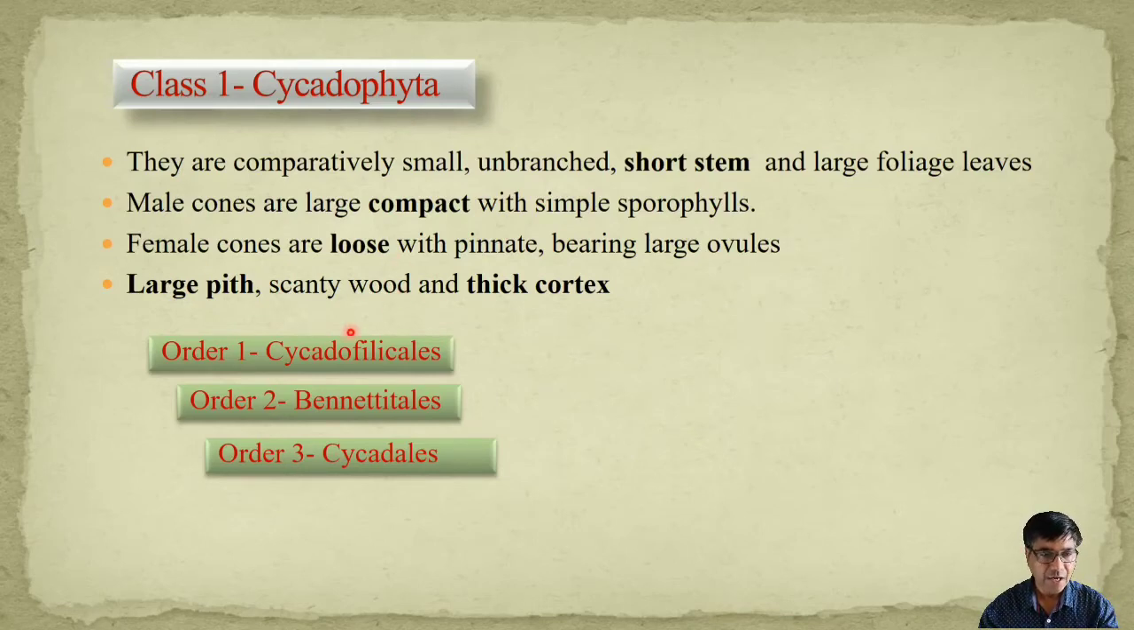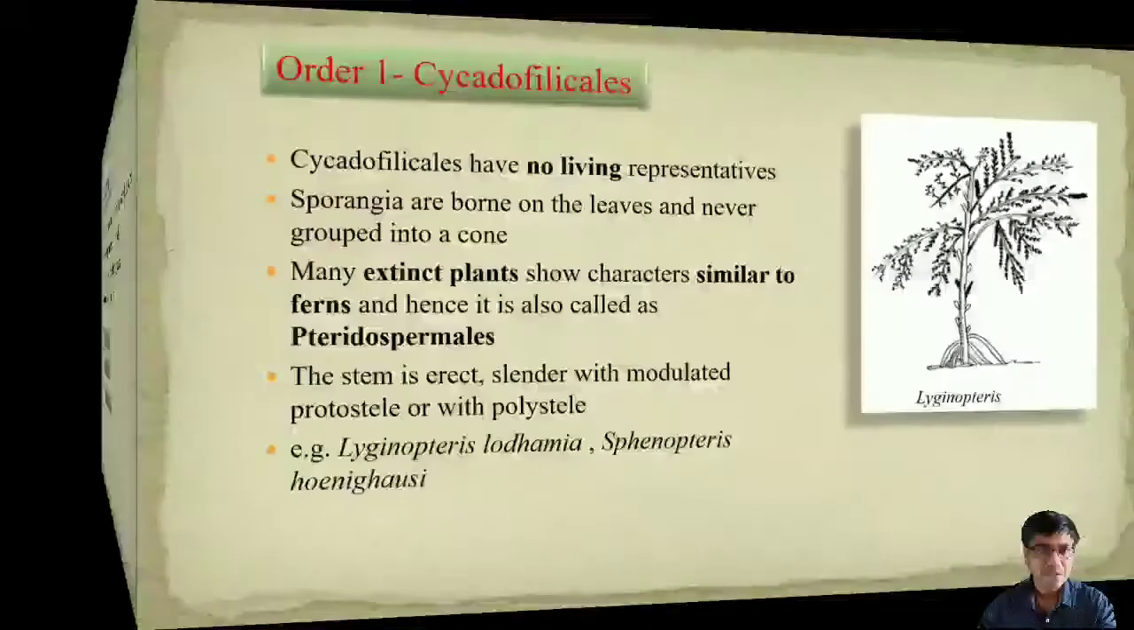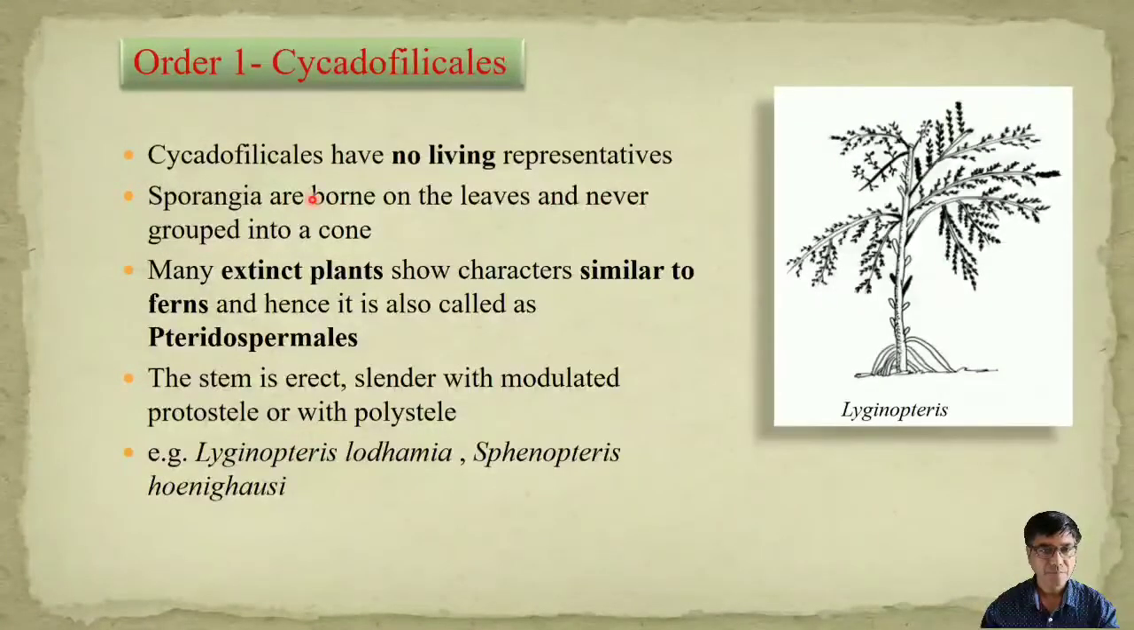First Cycadofilicales, second Bennettitales and third Cycadales. First order, Cycadofilicales. Cycadofilicales have no living representative, or they became extinct in the Triassic period, means the earlier period of the Mesozoic era between the Permian and Jurassic period.